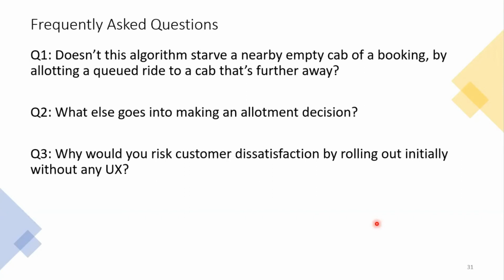The next is, why would you risk customer dissatisfaction by rolling out without any UX? After all, there are a lot of cancellations. This is where the phased rollout comes into play. We rolled out without any UX in just 2 locations, a mall and a bus station in Bangalore. Even if all of them cancel, there will only be 40 or 50 cancellations compared to a couple of lakh bookings in a day, right? A drop in the ocean.